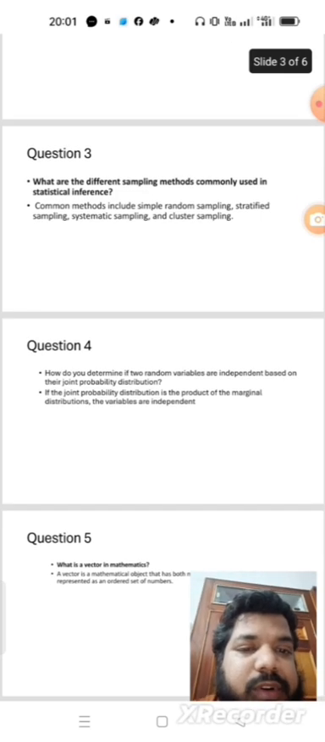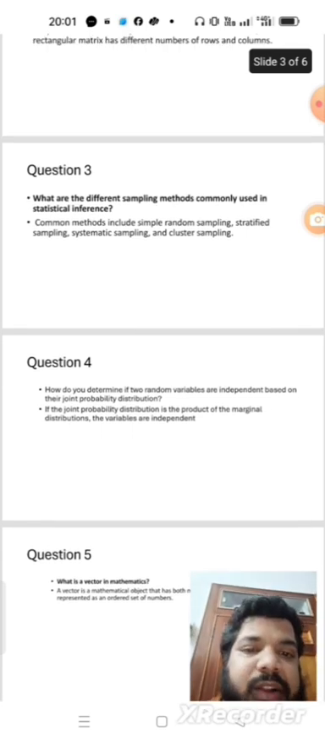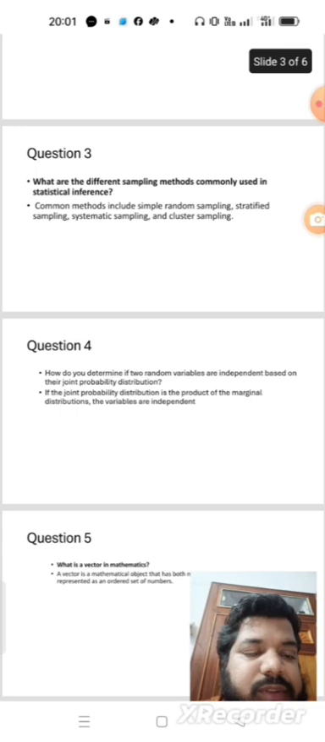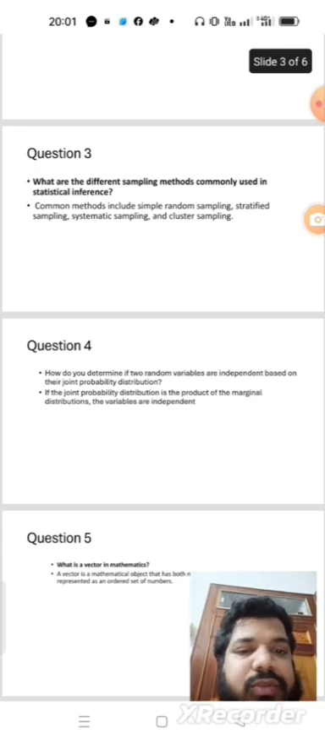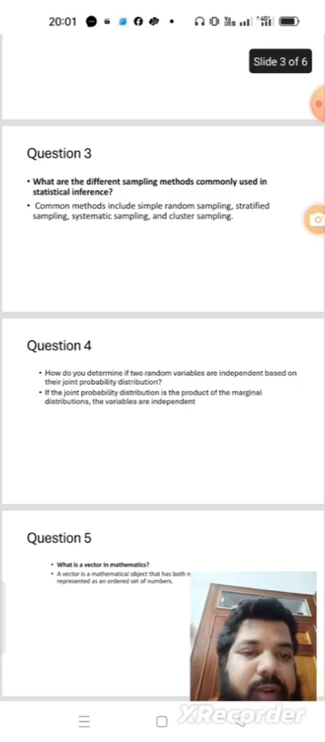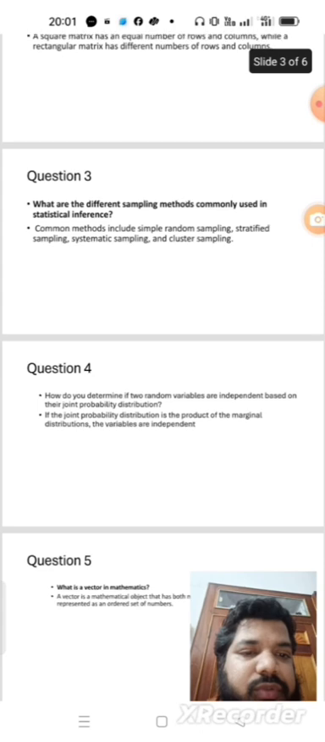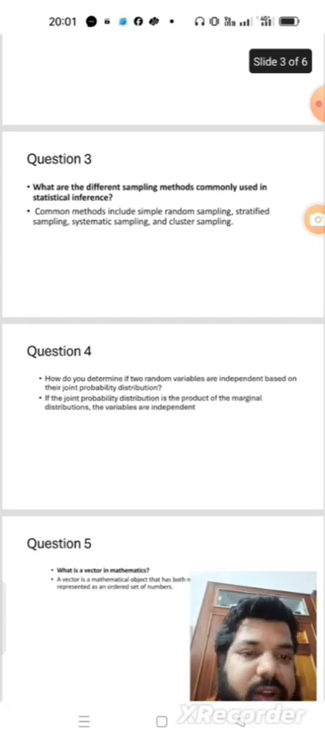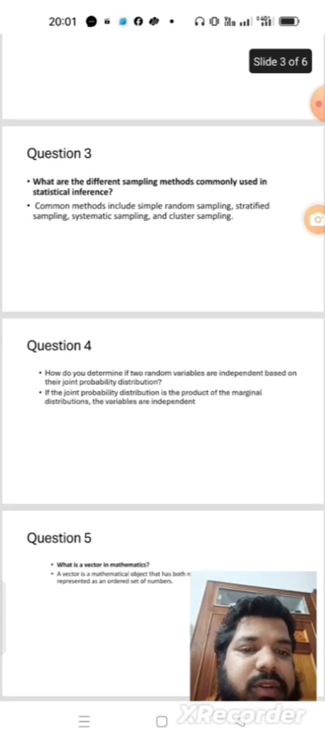Now, how do you determine if two random variables are independent based on their joint probability distribution? This is as simple as that. If the joint probability distribution is the product of the marginal distributions, because we know marginal distributions are applied on a single variable independent of each other, so if the joint distribution is the product of the marginal distributions, then the variables are independent.